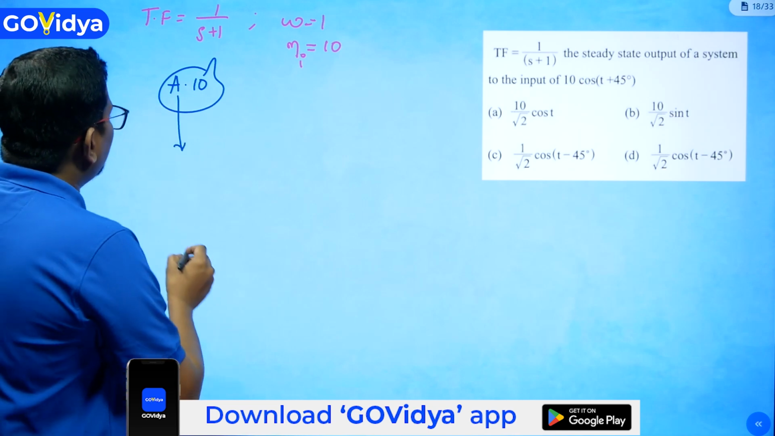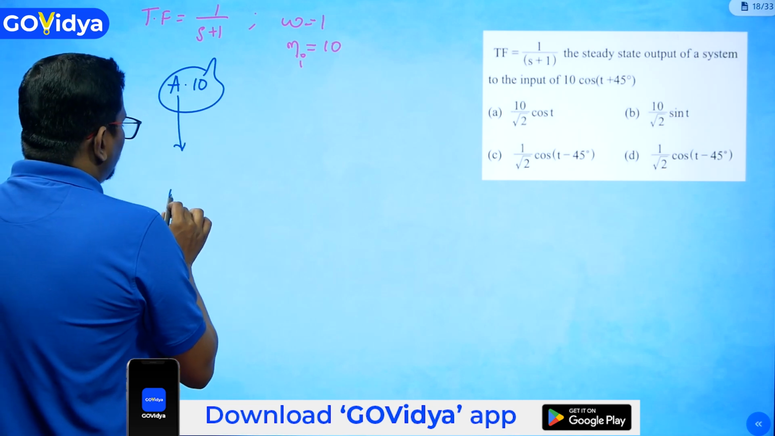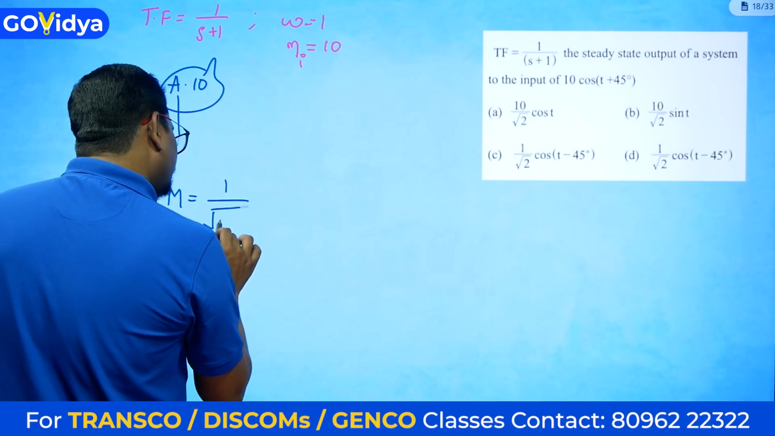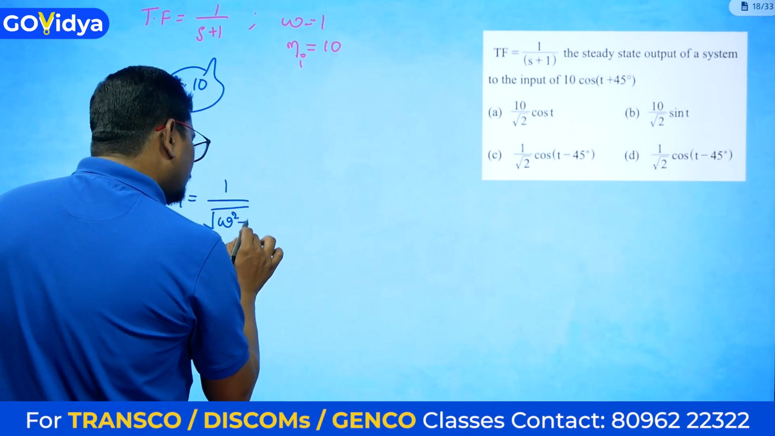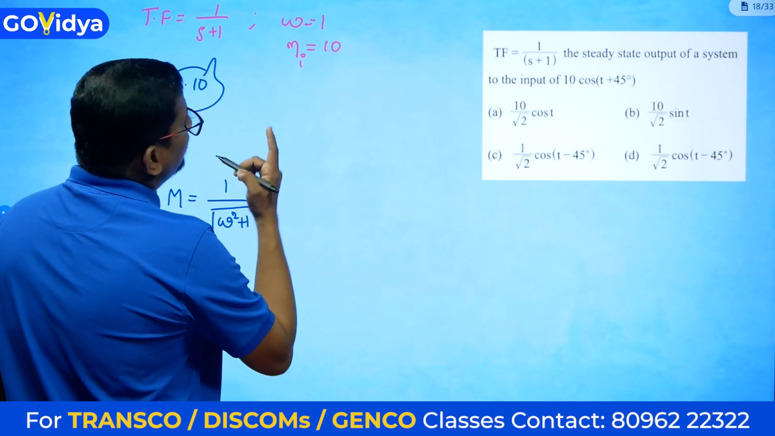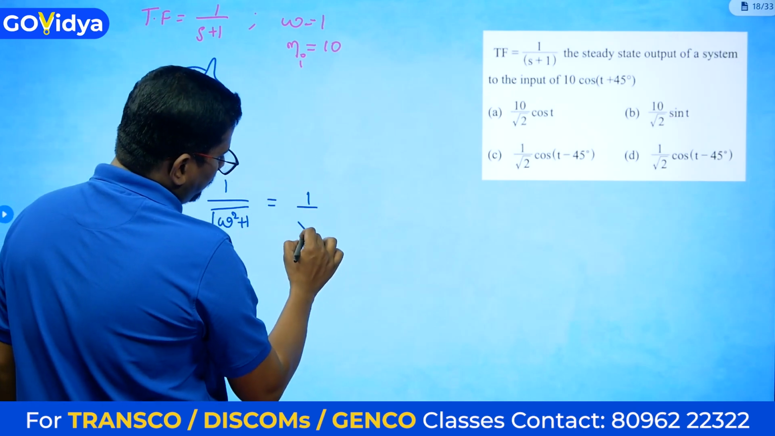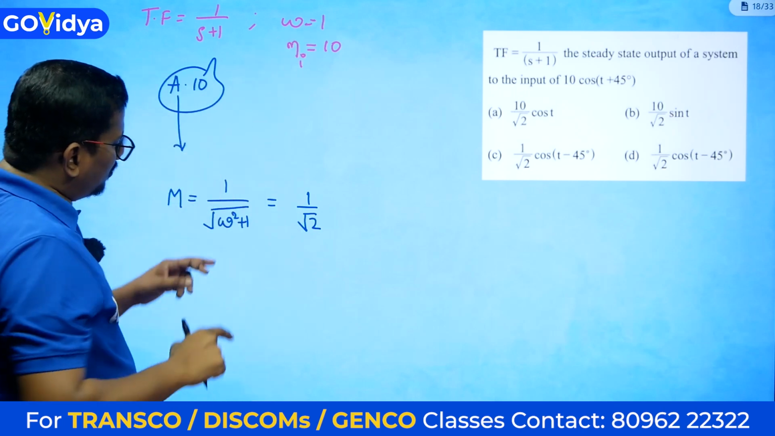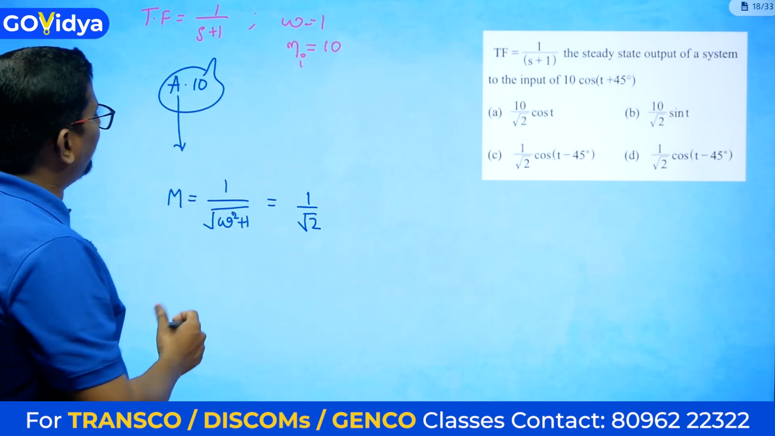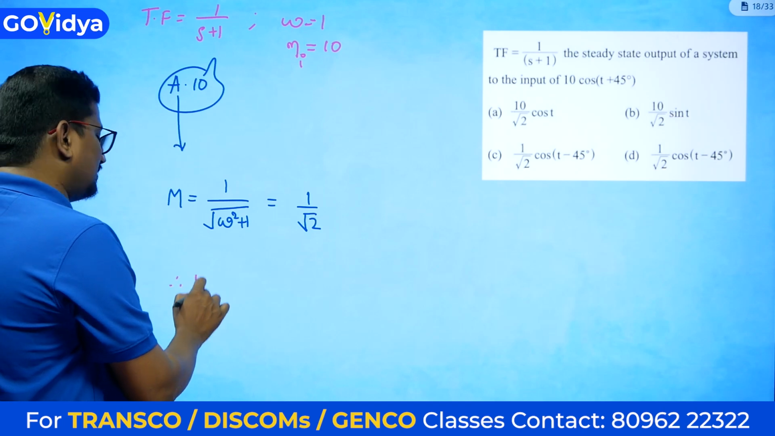So how to calculate this A? The magnitude is 1 upon root of omega square plus 1. At which omega? 1. So it is 1 by root 2, putting omega equal to 1 in this. So with this value, what is the steady state output?